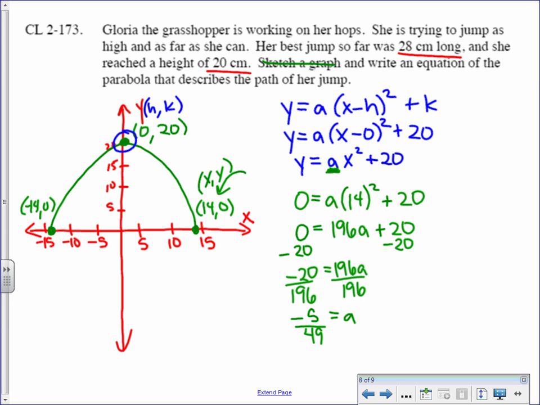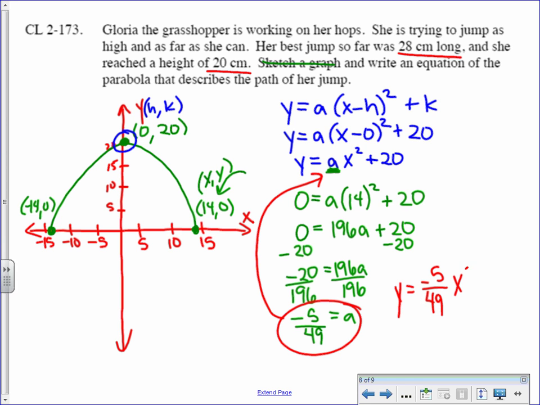Awesome. Now I have my a value, and I can go ahead and take this a value and plug it in. So y equals negative 5 over 49 x squared plus 20 is the equation of my graph that I drew, and that equation models the path of Gloria the grasshopper's jump.